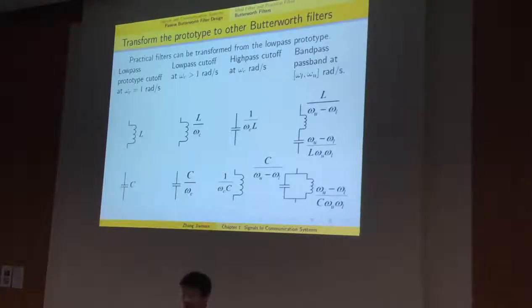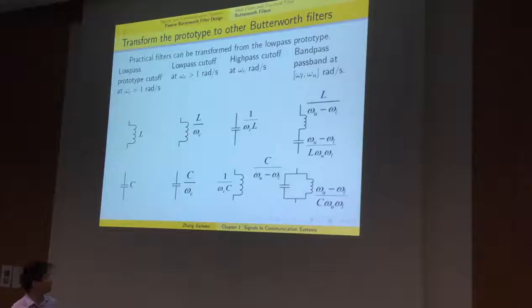Similarly, you can design high pass, but this time we need to change the component type also. For example, originally in the low pass prototype, it is an inductor. Then we need to replace this inductor with a capacitor, and its value also needs to be modified. Same for the capacitor. Originally it is a capacitor. Now we need to replace it by an inductor and modify the parameter. Then we can get the high pass filter with a cutoff frequency omega c radians per second. All right.